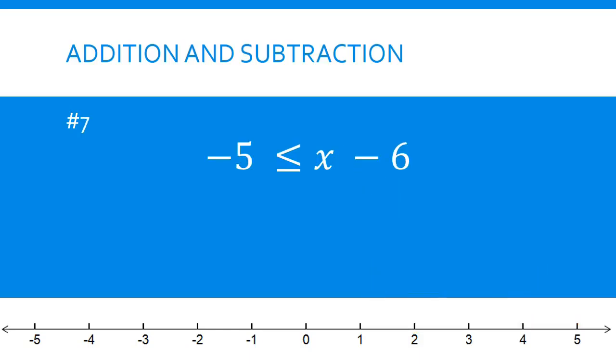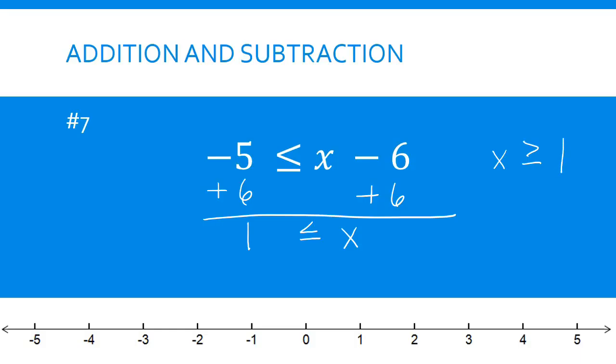Now let's try an example of subtraction. We have negative 5 is less than or equal to x minus 6. Just like in our first inequality, we have to get x by itself. In order to do that, let's add 6 to both sides of our inequality. Now we have x on one side, we bring our sign down, and then we have negative 5 plus 6, which equals positive 1. So in doing this, we have x is greater than or equal to 1.